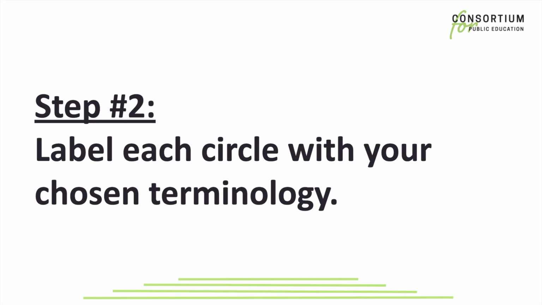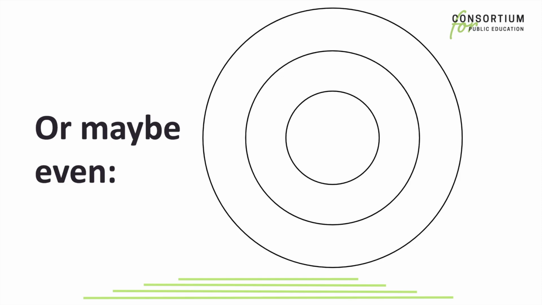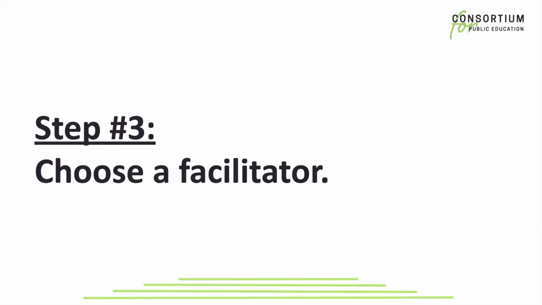Step 2. Label each circle with your chosen terminology. Labels might include first, second, and third, or primary, secondary, and tertiary, or maybe even safe bets, potentials, and long shots. Step 3. Choose a facilitator.